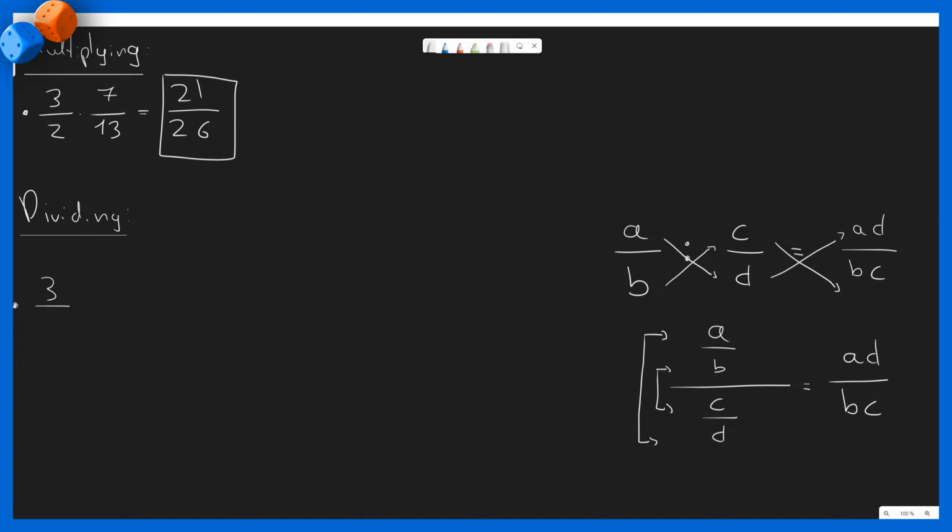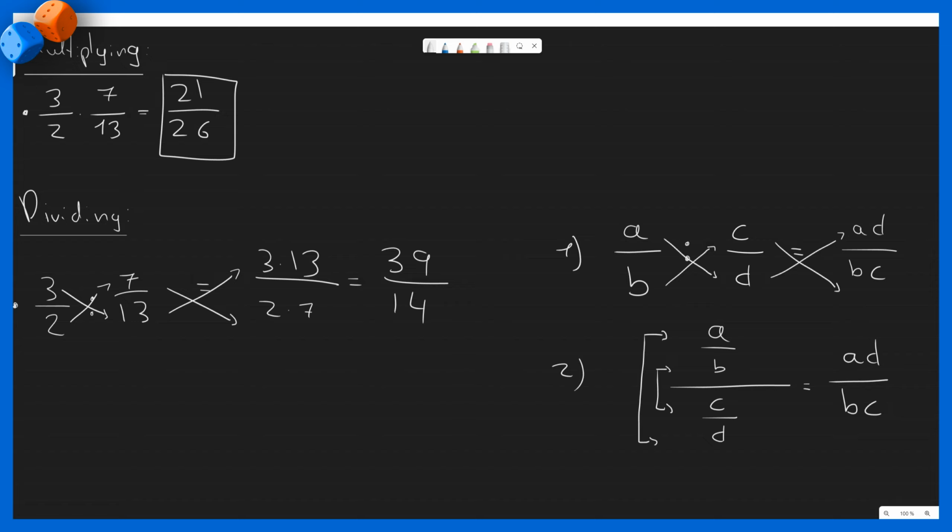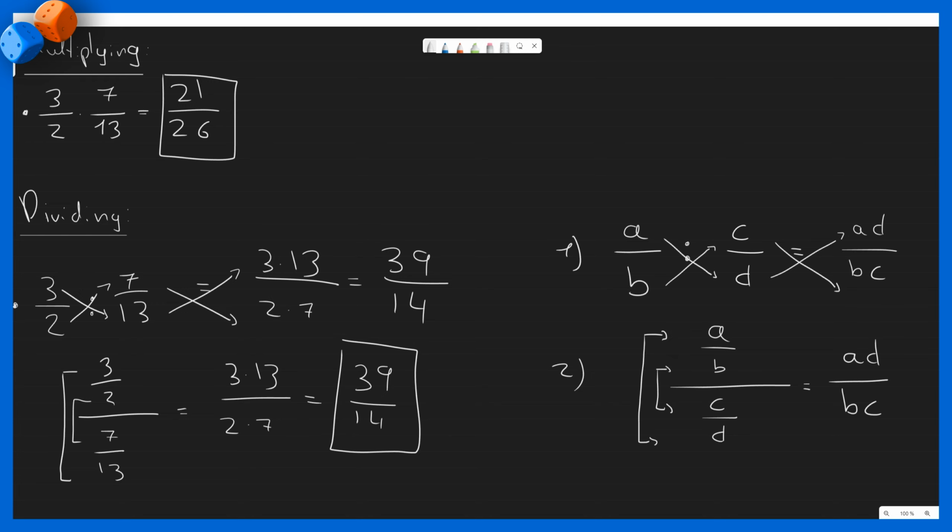Taking the same example as when we multiplied, and I will do it with the two rules I showed you, we would get 3 times 13 on the top and 2 times 7 on the bottom, which equals 39 over 14. If we do it with the second method, we get the same output, 3 times 13, divided by 2 times 7, which equals 39 over 14, the same exact result.